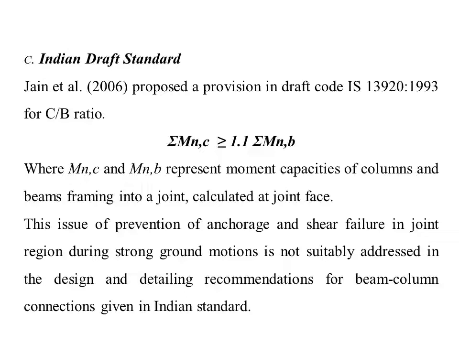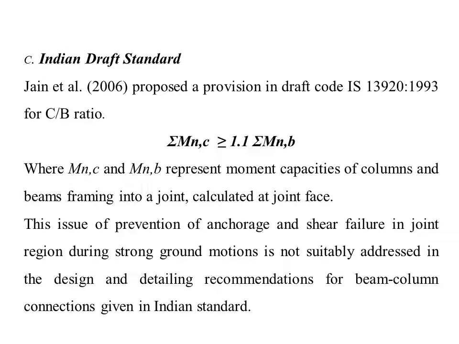The issue of prevention of anchorage and shear failure in joint regions during strong ground motion is not suitably addressed in the design and detailing recommendations of the Indian Standard Codes. Because of this limitation, Jain et al. proposed a provision in draft for inclusion in IS 13920/1993, which says that the ratio for the column and beam strength should be at least 1.1.